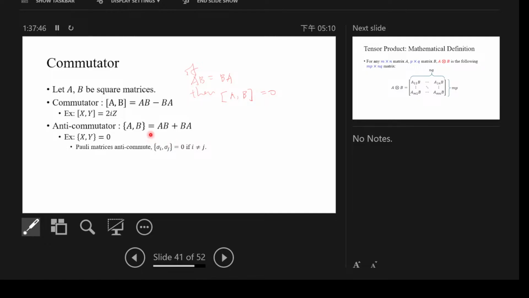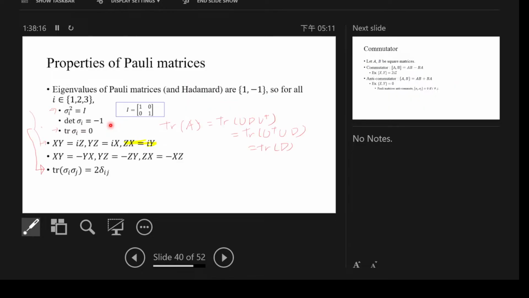you have the anti-commutator, which calculates how much your two matrices anti-commute. So the anti-commutator between A and B is just AB plus BA. And here we have that any two different polys will anti-commute with each other, because the anti-commutator of sigma i and sigma j is 0 if i is not equal to j. For example, this XY anti-commutator equals 0. And this comes from the fact that we have XY equal to minus YX, and so when you add those two things together, it becomes 0.